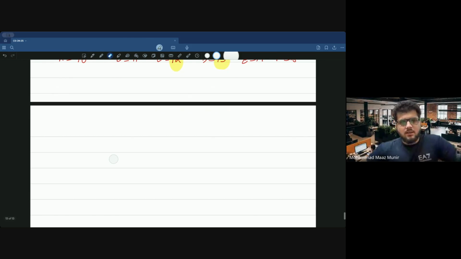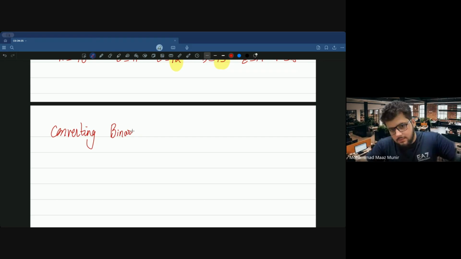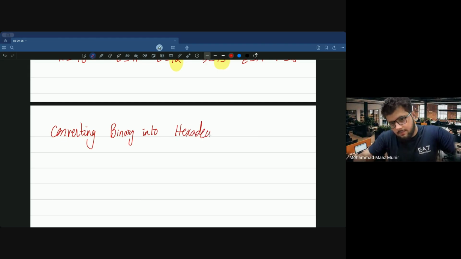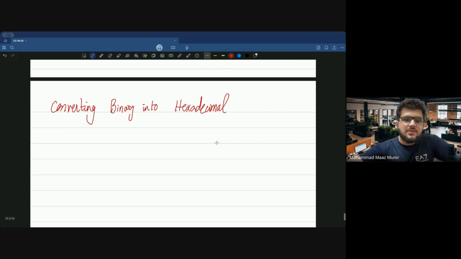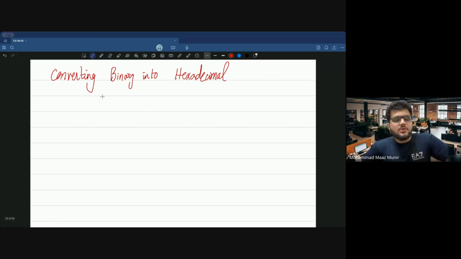Now, first thing, we need to understand converting binary into hexadecimal. If I want to convert a binary number into hexadecimal, there is a specific method to it, okay? Let's say I have a value 11001010. Now what is this? This is a binary number, okay? Now I want to convert this into a hexadecimal number system, into hex.